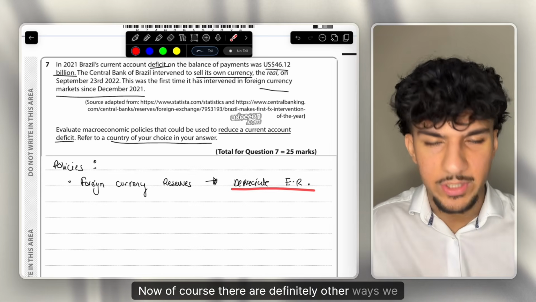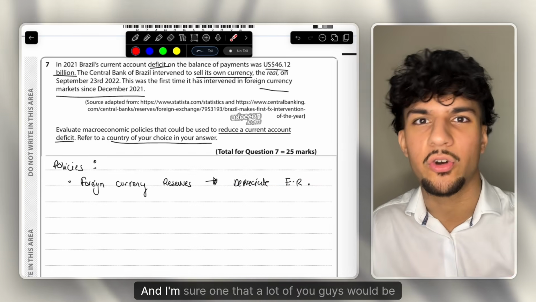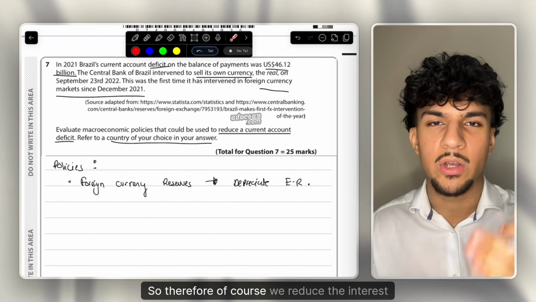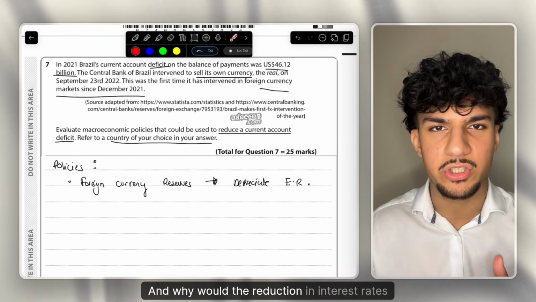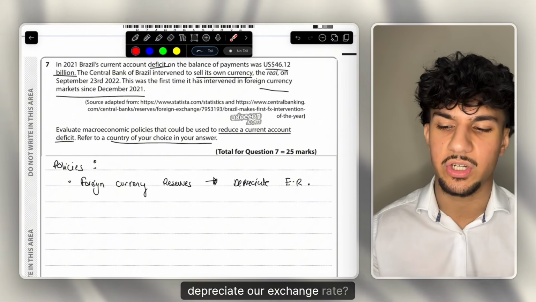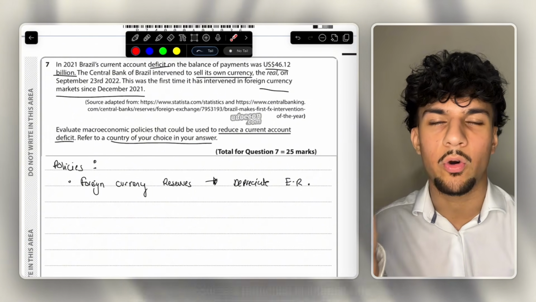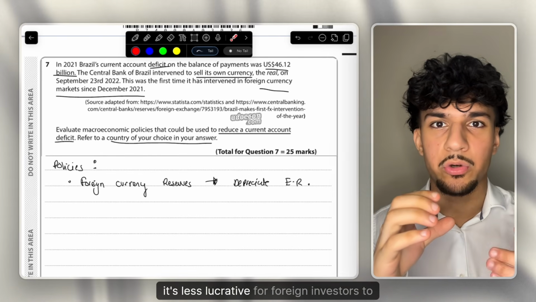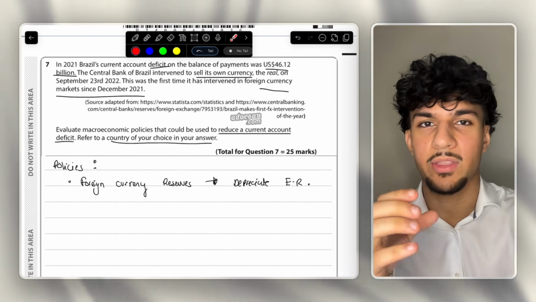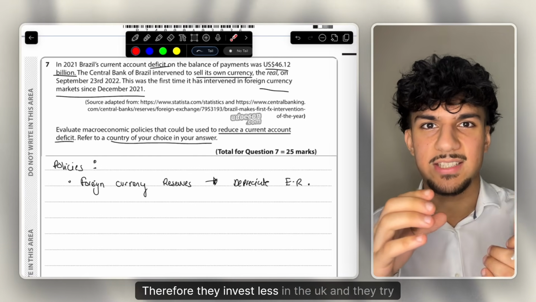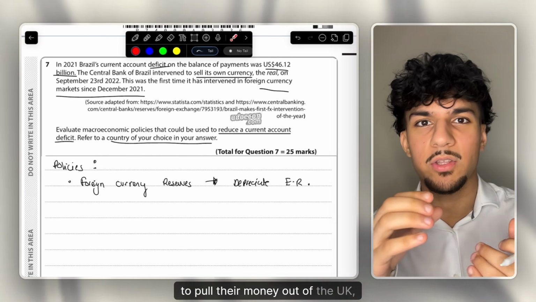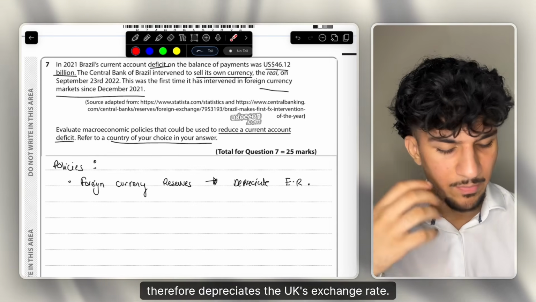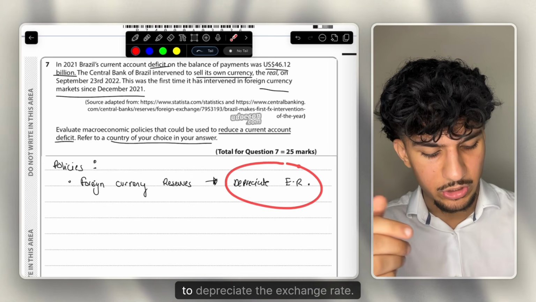Now of course there are definitely other ways we can depreciate this exchange rate, and I'm sure one that a lot of you guys would be thinking is of course expansionary monetary policy. So therefore of course we reduce the interest rates, and why would a reduction in interest rates depreciate our exchange rate? Since of course a reduction in interest rates is all to do with hot money flows, as with the reduced interest rates it's less lucrative for foreign investors to invest into, for example, the UK. Therefore they invest less into the UK and they try to pull their money out of the UK, therefore increase the supply of pounds, therefore depreciates the UK's exchange rate. And that is definitely another policy you can use to depreciate the exchange rate.